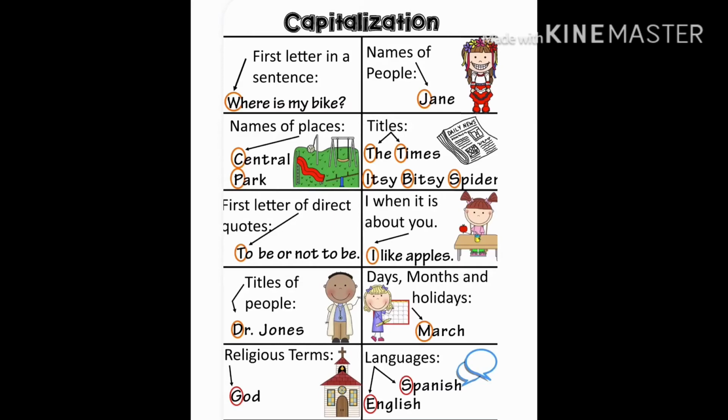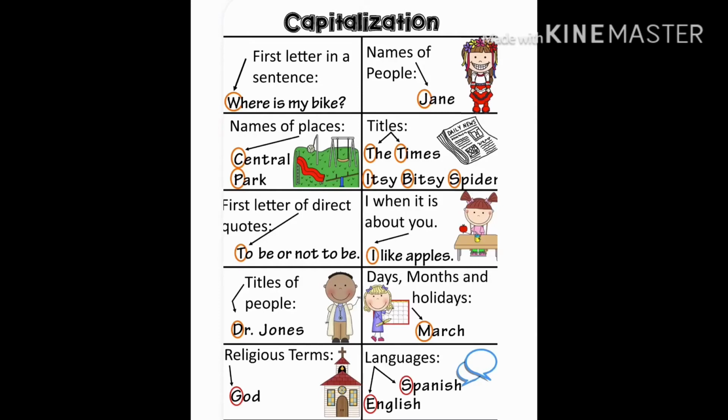The letter I in a sentence, I like apple. Okay, the subject pronoun I, all the time, you have to write it in capital letter.